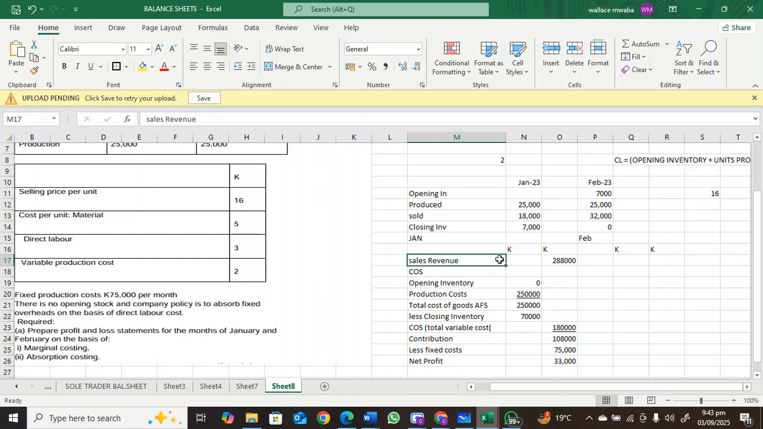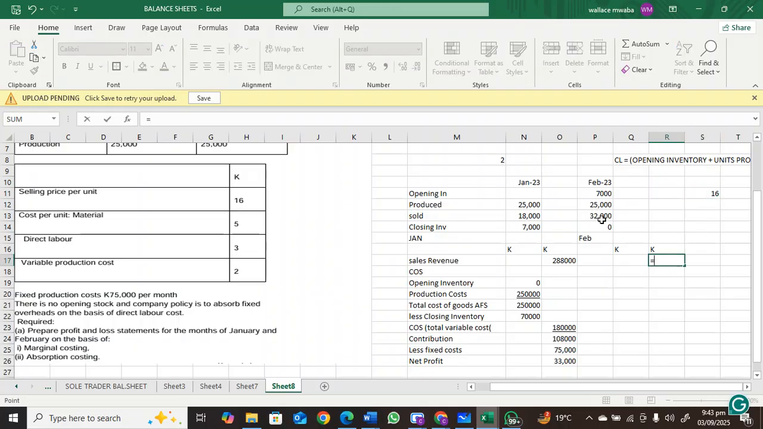So February, our sales revenue, we sold how many units? 32,000. Each unit is going for 16 kwacha. So the sales revenue, 32,000, number of units sold, multiplied by the selling price. You get 512,000 kwacha.